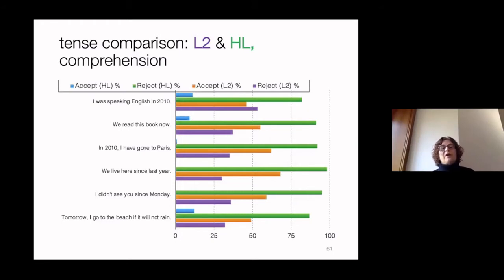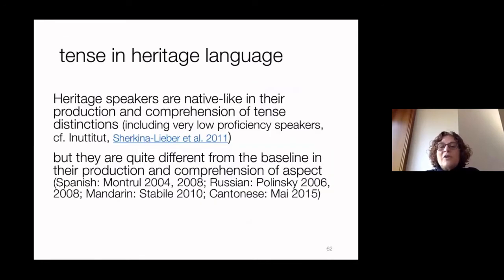"In 2010, I've gone to Paris." L2 speakers are almost at 65%. Heritage speakers reject that. And if we go on this graph, the pattern is exactly the same, and that is that heritage speakers are very, very sensitive to the wrong use of tense, whereas L2 speakers are not. So heritage speakers of English are native-like in their production and comprehension of tense distinctions.